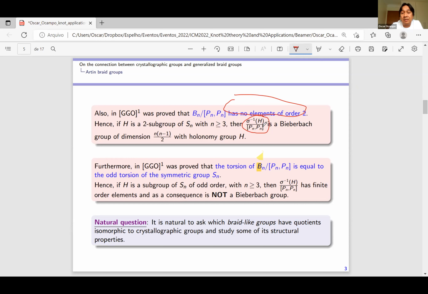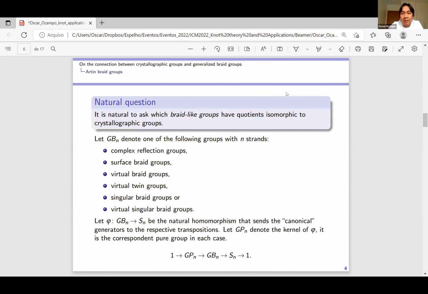So a natural question is the following. There are a lot of generalizations of the Artin braid group. So we have virtual braid groups, surface braid groups, another kind of braid-like groups. And so it is very natural to ask which other braid-like groups have similar quotients that are crystallographic groups. In order to do this, I will explain a little bit about which works and which results we have in the literature at this moment.